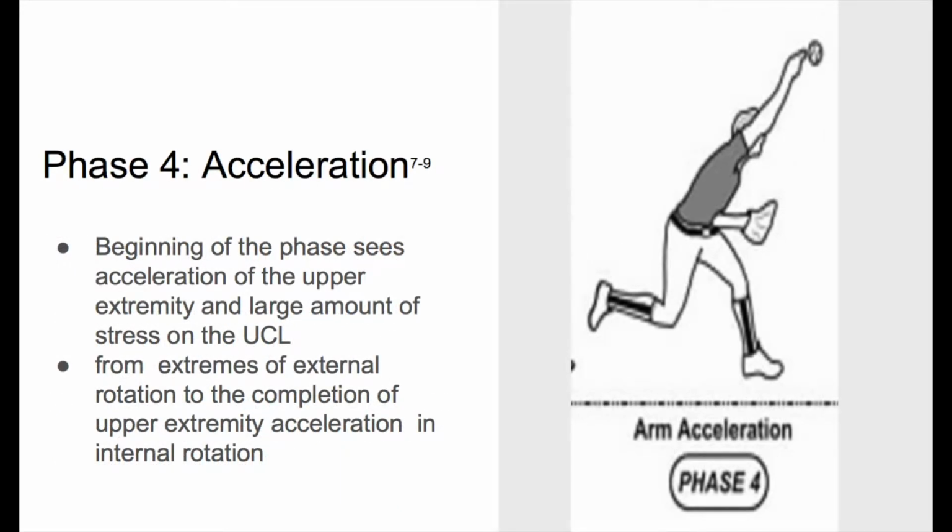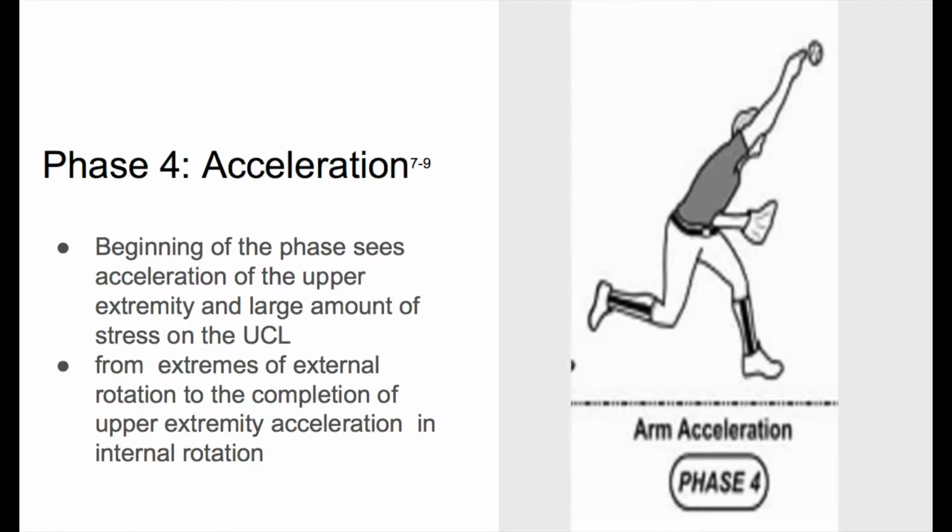In the fourth phase, the acceleration phase, we see in the beginning of this phase acceleration of the upper extremity and large amounts of stress placed on the UCL. We find the shoulder in maximal external rotation, and this phase ends when the ball leaves the hand. During this phase, energy continues to transfer from the core through the upper extremity.